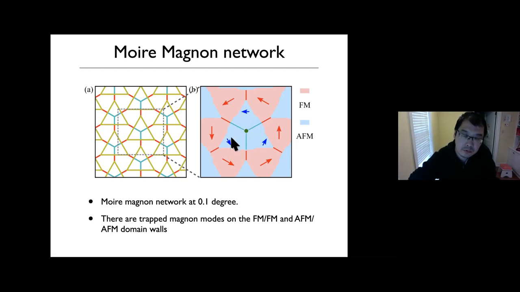The blue regions are the monoclinic ones, and they are antiferromagnetic. The red regions are the rhombohedral ones, and they are ferromagnetic. So obviously on the boundary between the FM and AFM regions, I should have a one-dimensional magnon mode. But even between the FM-FM domains and the AFM-AFM domains, drawn here in red and blue, I should also have those 1D magnon modes. So this is essentially our result.